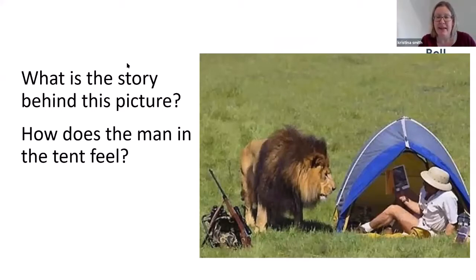Yeah, there's a man in a tent and he's holding something. I wonder what it is. And there's a big lion. And the man has got a gun, but the gun is not close. Yeah? The lion is between the man and the gun. What's going to happen? How does the man feel?